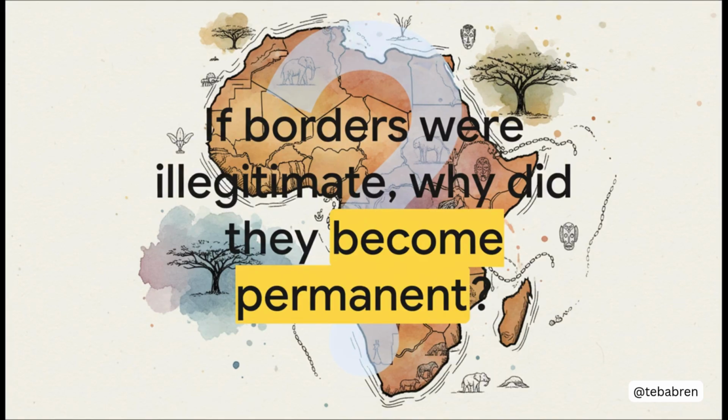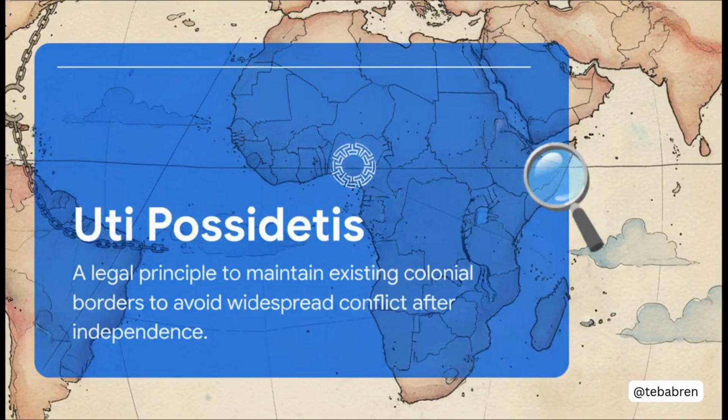What happened? Well, the answer comes down to this legal principle called uti possidetis. It basically means as you possess. You see, Africa's new leaders were faced with this terrifying possibility of endless continent-wide wars to redraw the entire map. So they made a really pragmatic choice. The Organization of African Unity, the OAU, wrote the territorial integrity of existing states right into its charter. Basically, to keep the peace, they all agreed to accept the borders they inherited, effectively turning the colonial cage into their new home.